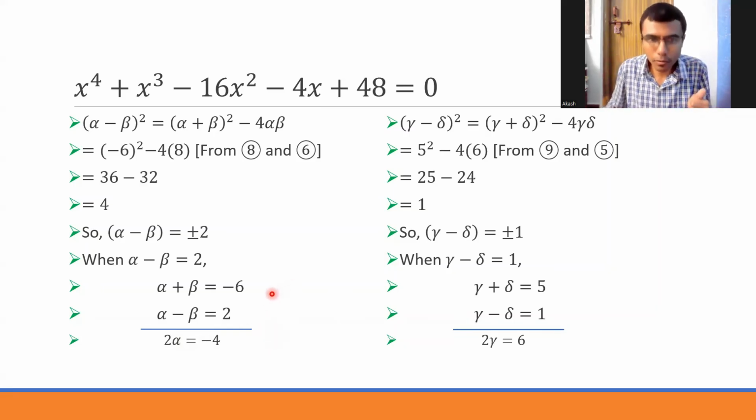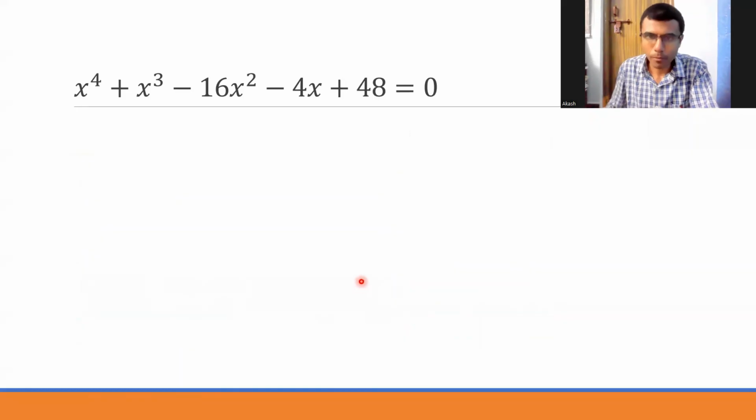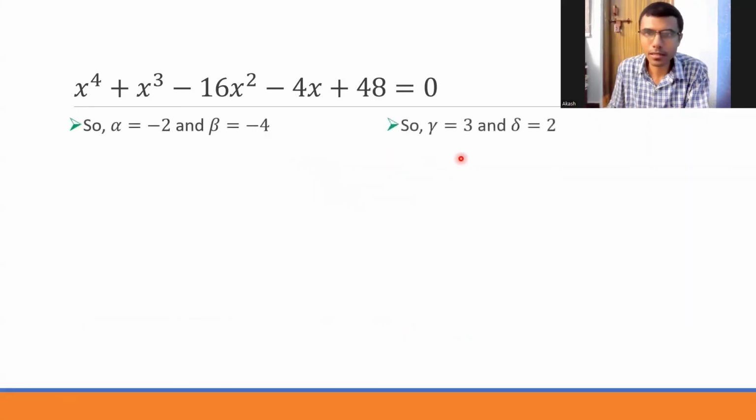Now since my alpha is -2, put it in this. -2 plus beta is equal to -6. Send it there. Beta would be equal to 2 minus 6, which is nothing but -4. And then gamma would be 3. 3 plus delta is equal to 5. So delta is going to be 5 minus 3, which is nothing but 2. I'm not showing it entirely, that's why I just spoke it to you guys.